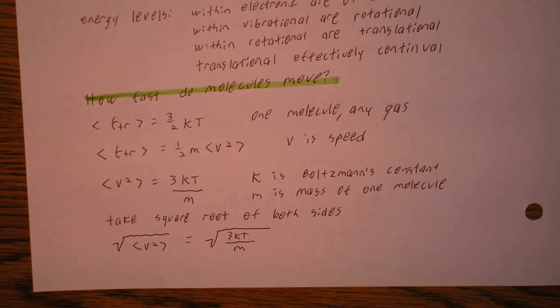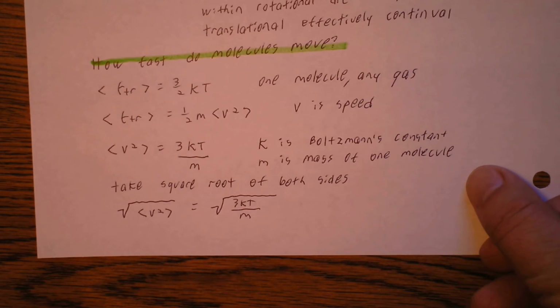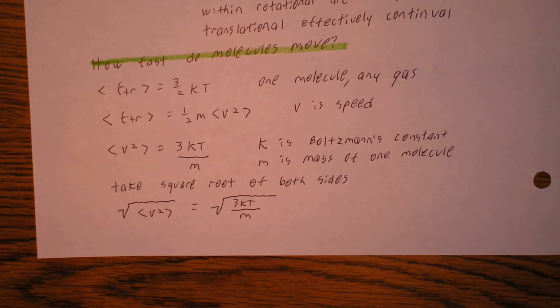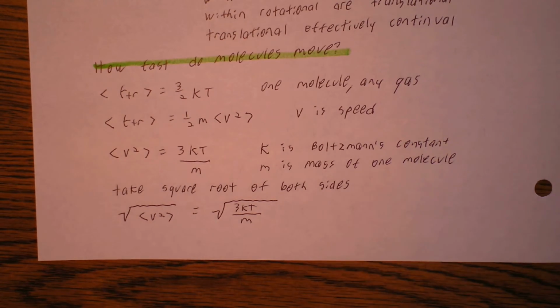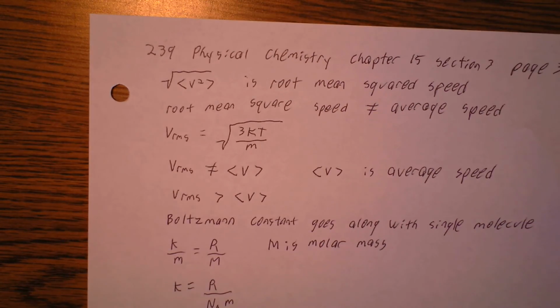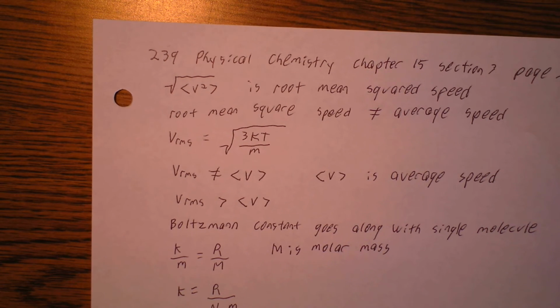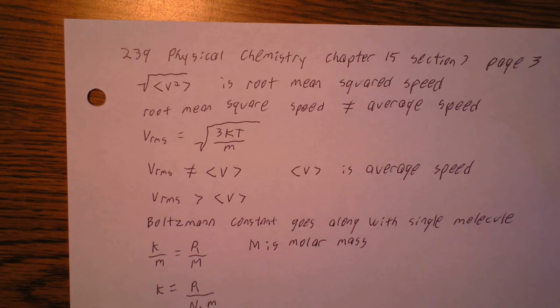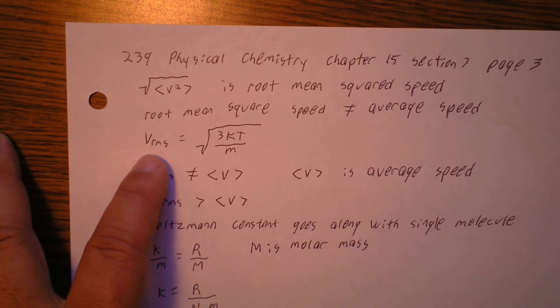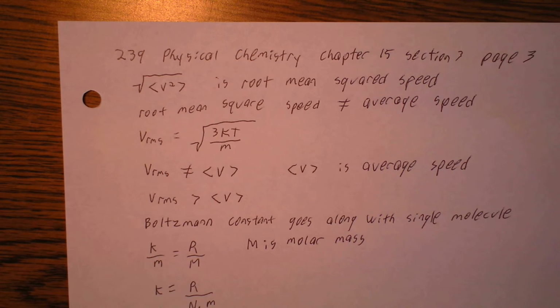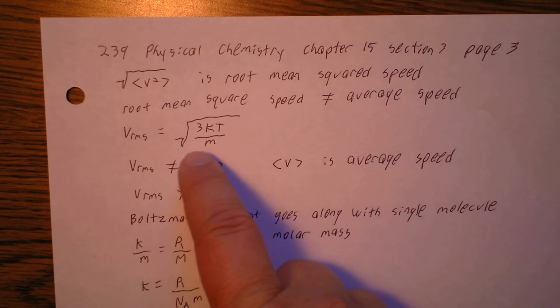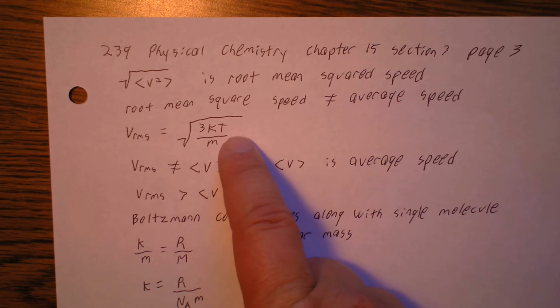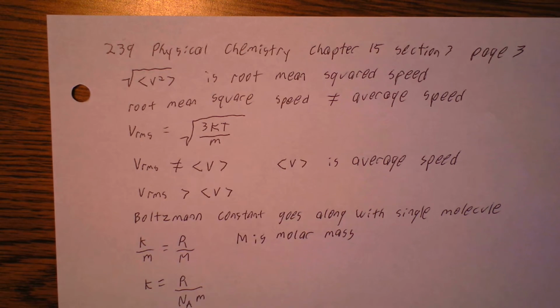So we're going to take the square root of both sides. When you take the square root of an average squared, that's called the root mean squared. So the root mean squared speed, remember, is not the same as the average speed. So we're going to use a subscript RMS so you don't confuse it with average. So the RMS speed is going to be equal to the square root of 3 times Boltzmann's constant times the temperature divided by the mass.